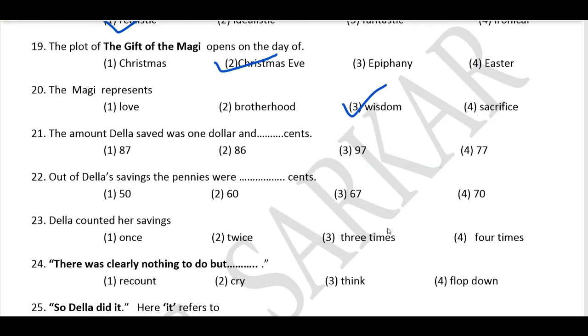Then 21. The amount Della saved was $1 and how many cents? 87 cents. Clear? Well, this is the opening line of the short story. $1 and 87 cents. So the right option is 1.